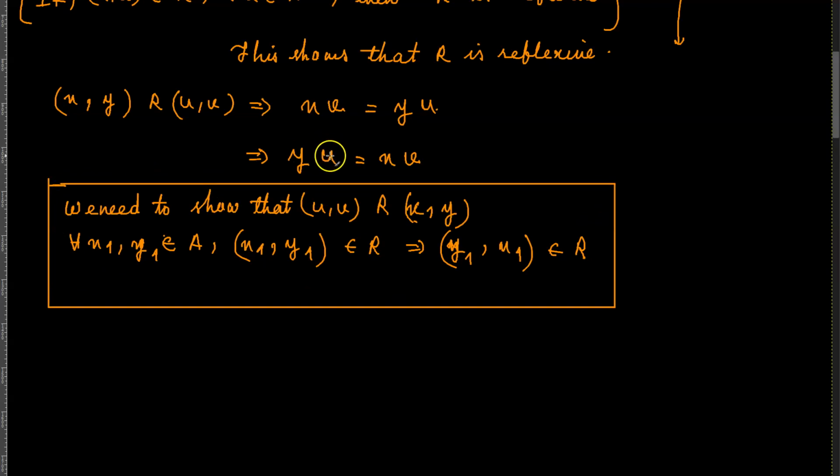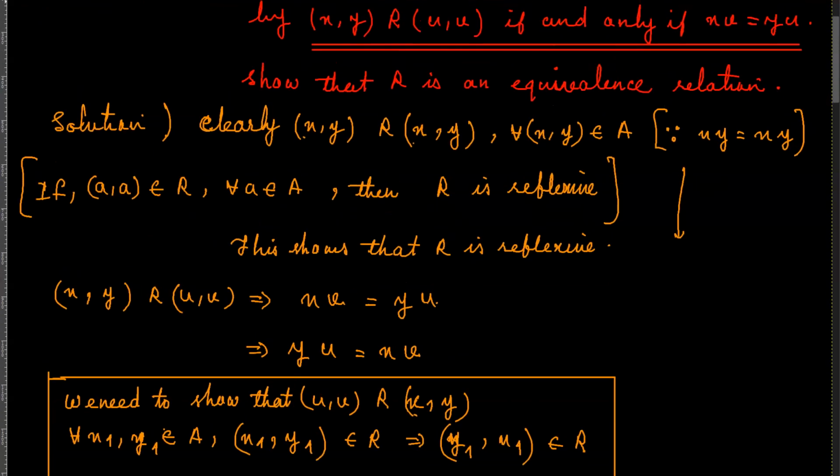Meaning that what I'm writing here is that, of course, if I assume that (x, y) is related to (u, v) under R, then that implies that x times v is equal to y times u, which is based on what we have from the problem itself.